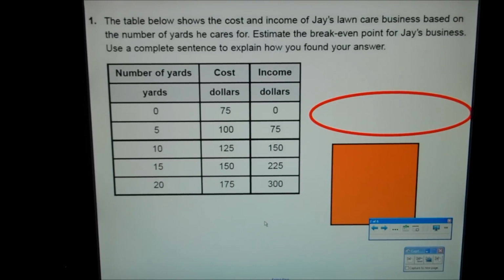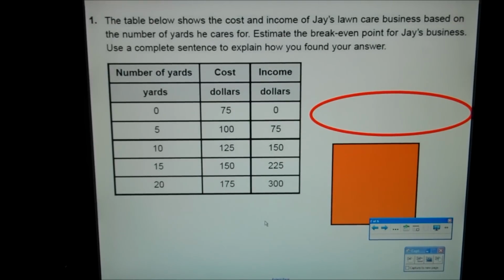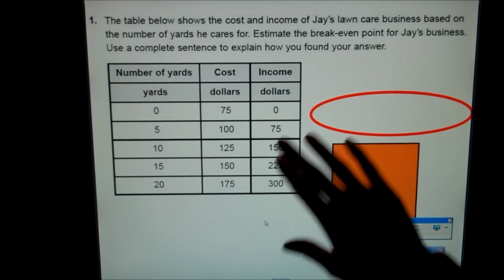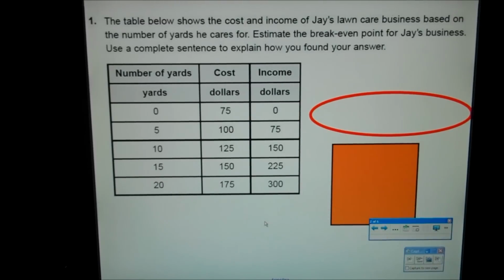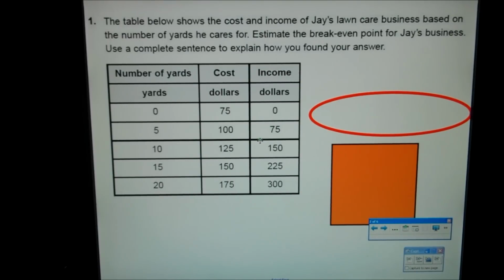Break-even simply means, if I'm paying for materials for my lawn care business. Materials might be gasoline, maintenance on my lawnmower. I might have to pay someone to drive me to these lawns. So those are my outgoing costs. Income would simply be the money that I'm making from each lawn. Now, at some point, I have to pay those people who are driving me there, or I have to buy gasoline. So I have to know what my actual profit is. So where I'm going to break even, where my income and my cost are the same.